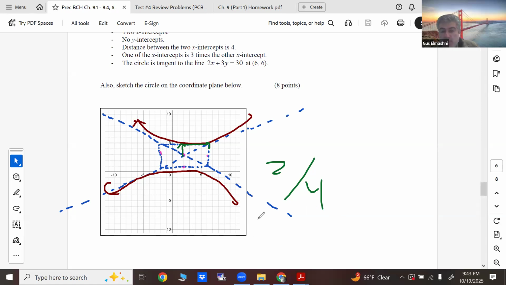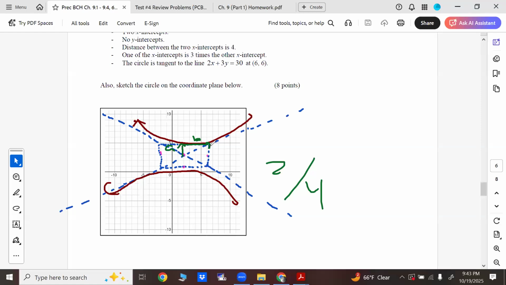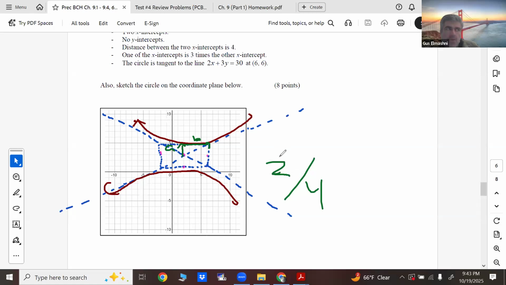So that's 2/4, right? Now this is A, and that's B. That's A, that's B. So up 2/4, right? So in this case, A over B equals that value.